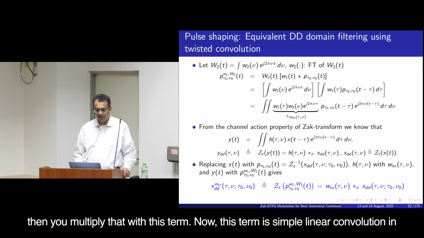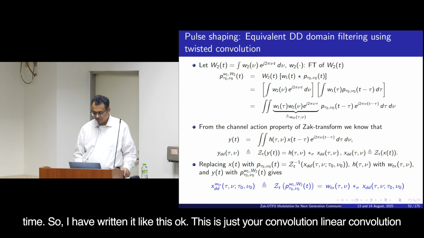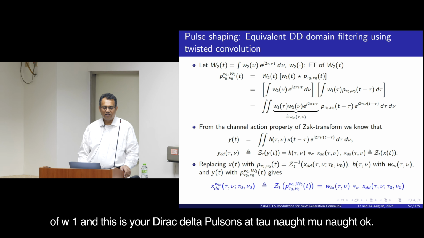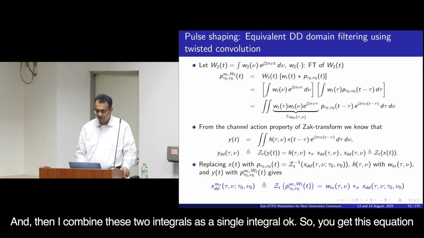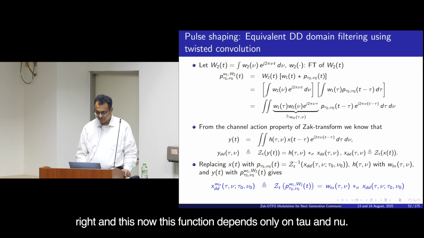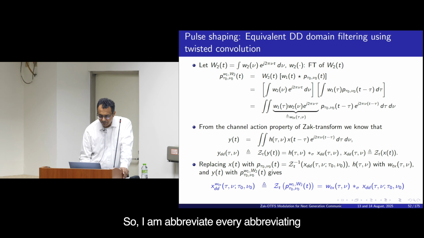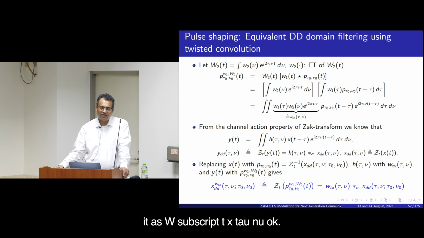Now, this term is simple linear convolution in time. So, I have written it like this. This is just your linear convolution of W1 with this Dirac delta pulson at tau naught nu naught. And then I combine these two integrals as a single integral. So, you get this equation, right. And now this function depends only on tau and nu. So, I am abbreviating it as W subscript Tx, tau nu.